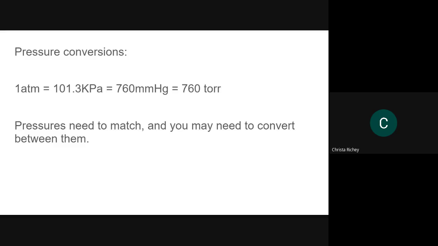And let's say I want to change it to, now if I'm changing it to torr, you're not doing anything. You're just changing the unit because it's a 1-to-1 conversion. But let's say I want to change this to kilopascals from millimeters of mercury. This is your conversion factor, where the kilopascals gets 101.3 and the millimeters of mercury gets 760.